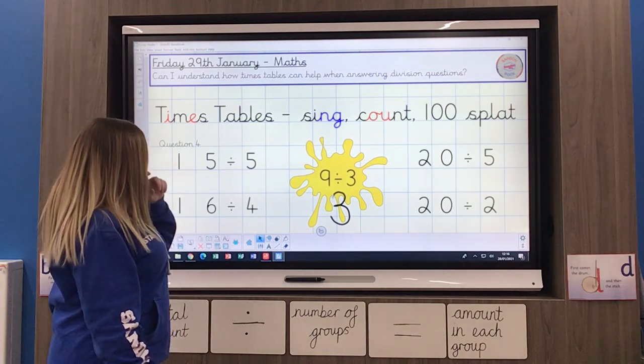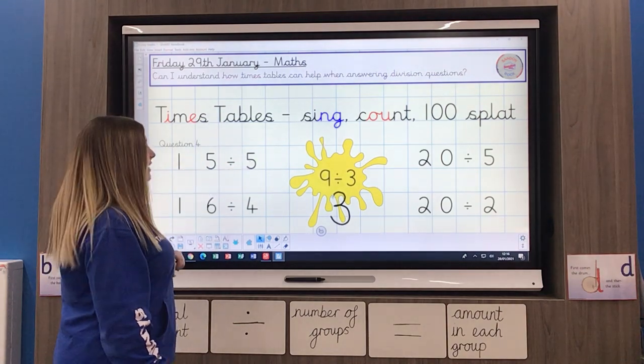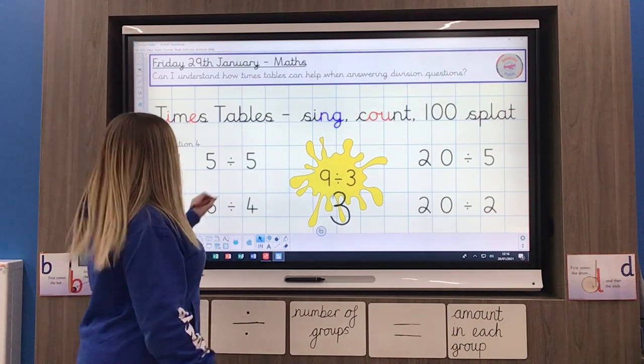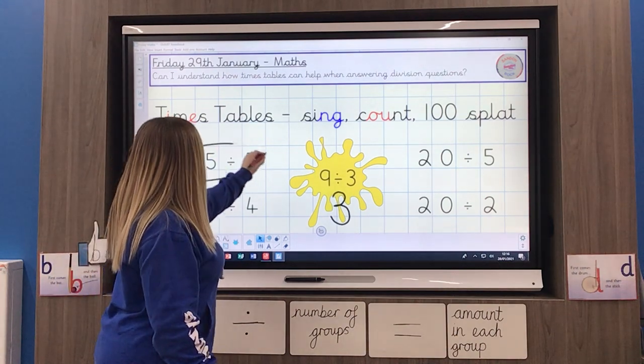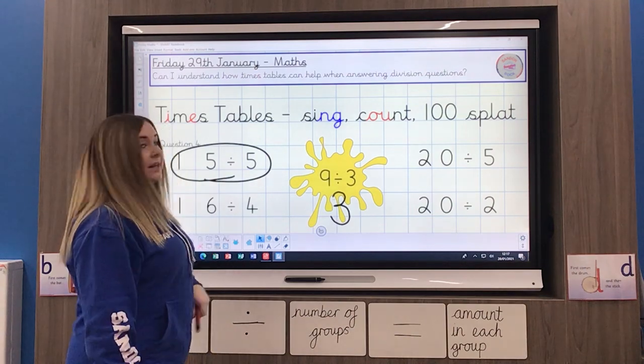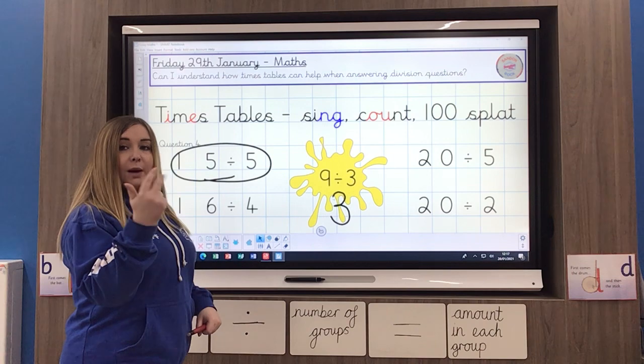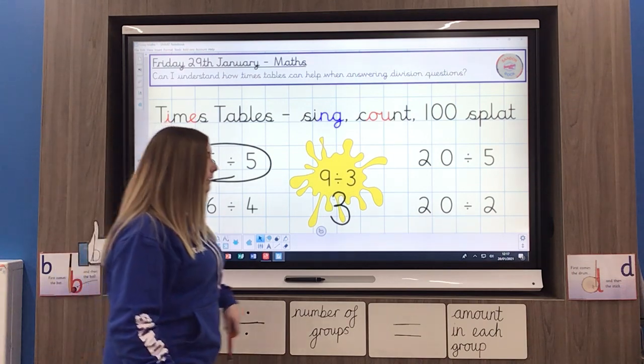So my answer is 3. And now I've got to look at the other division sentences and think which one equals 3. So we'll have a little think. So I'm going to count in 5s until I get to 15. 5, 10, 15. And then I'm going to circle that one because that one equals 3. Count in 4s until I get to 16. 4, 8, 12, 16. That one didn't equal 3.